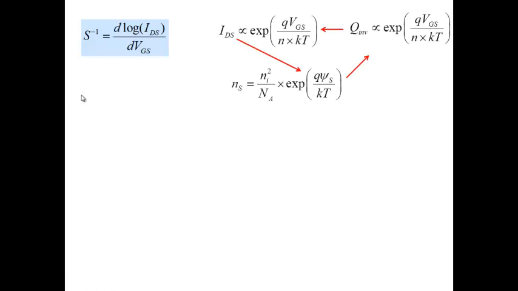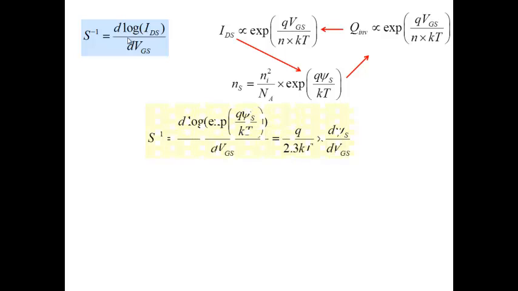Last, we'll quickly derive this particular expression. It's a two-step derivation. What we are saying is IDS goes exponentially with VGS. How? Well, n goes exponentially with psi S, which causes Q inversion to go exponentially with VGS, which causes ID to go exponentially with VGS. That's why we get the exponential here.